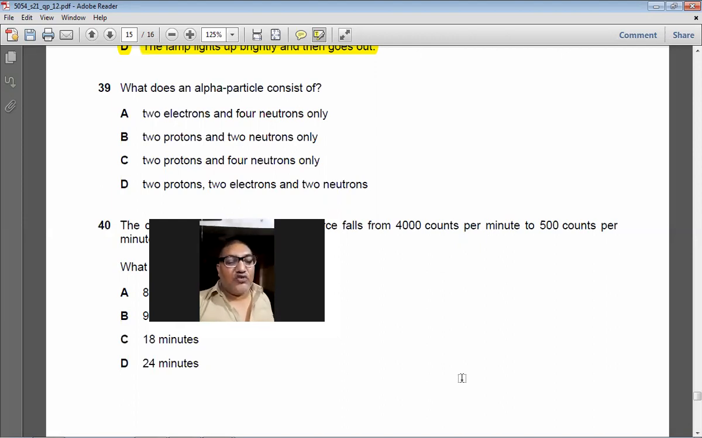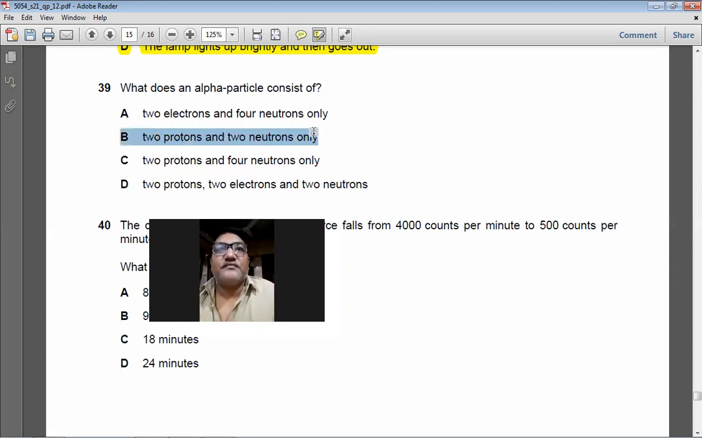So 2 electrons is wrong. 2 protons and 2 neutrons only. Yes, B is the right option. And C, 2 protons and 4 neutrons only, that's wrong. And 2 protons, 2 electrons, the electron part is wrong. So B is the right option, where it says 2 protons and 2 neutrons only. So for question number 39, B is the right option.